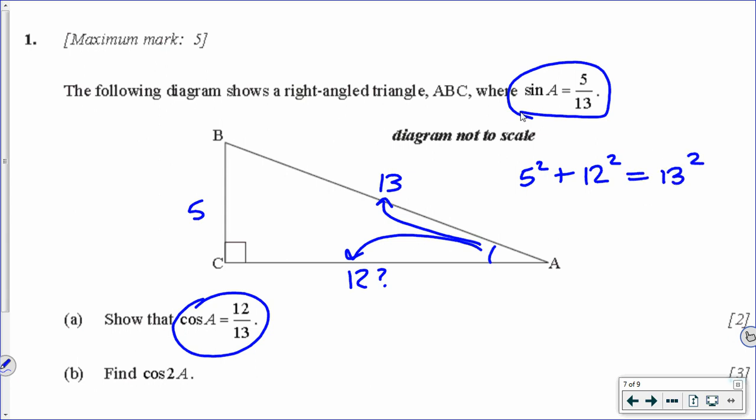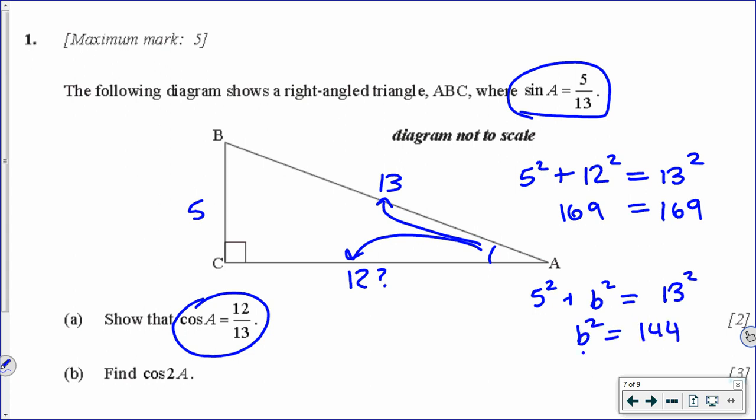You can either show it this way, that the left side comes out to the right side, or you can solve for it yourself using something like 5 squared plus b squared equals c squared, 13 squared, and therefore b squared equals 144 and b equals 12. And once you know b is 12, then cosine would be 12/13. And then find the cosine of 2a.